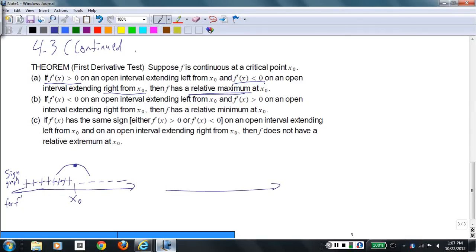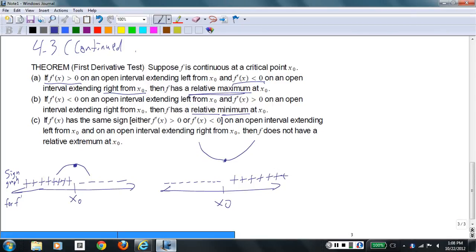Another sign graph, there's x sub 0. If f prime is negative to the left, but positive to the right, well, negative to the left would mean that it's decreasing coming into the point. F prime being positive to the right would mean that it's increasing going away from the point. So what's the conclusion? F has a relative minimum at x sub 0. So decreasing into it, negative derivative, increasing out of it, positive derivative. So it's a point at the bottom of a valley.